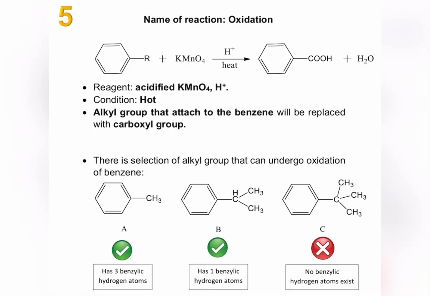Now we go to the last reaction, which we call oxidation. So how will oxidation happen for benzene? I hope you can focus on this part, where the reagent for this reaction will be acidified KMnO4, H+. This is a very strong oxidizing agent. When you do the oxidation, you need an oxidizing agent. So we can use a strong one, which is acidified KMnO4. So you can put H+ for acidic. And the condition for this one will be hot. It will be below the arrow.